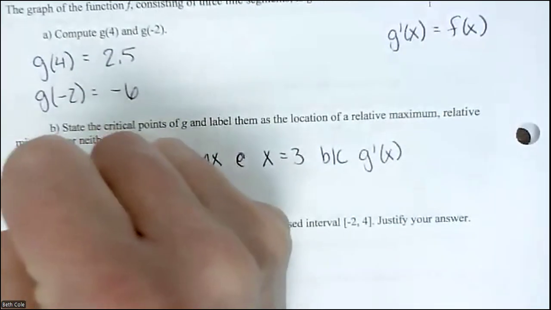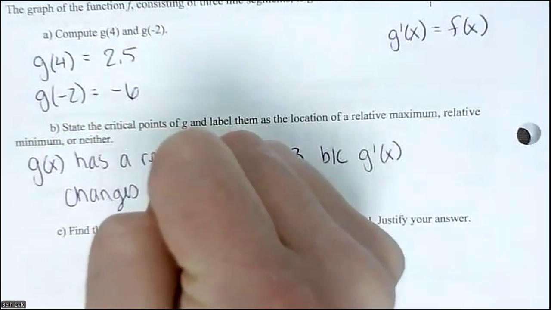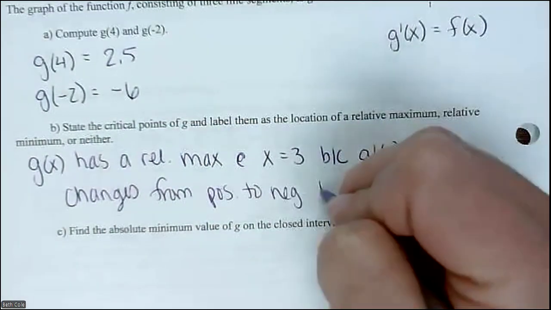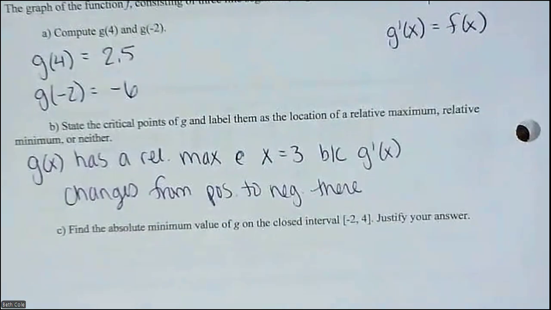G prime changes from positive to negative. No, you were right. I didn't even catch that. I just heard the positive to negative and I was like, well, that's correct. Yeah, they won't give it to you without it. Sorry.